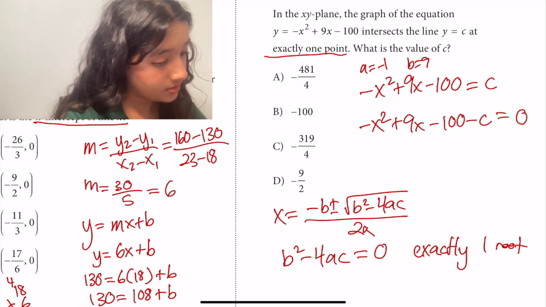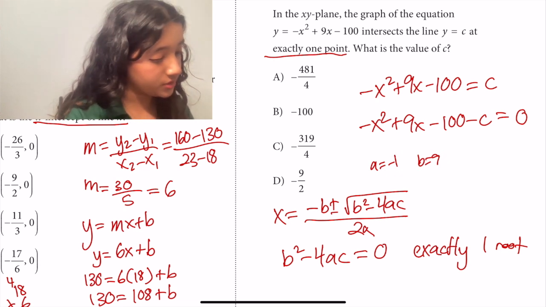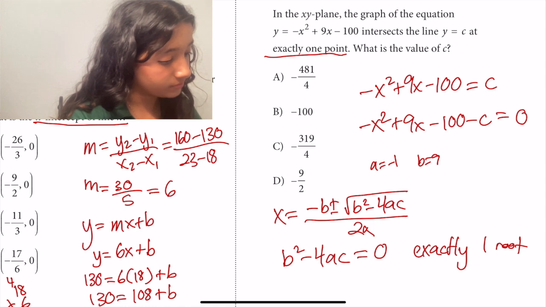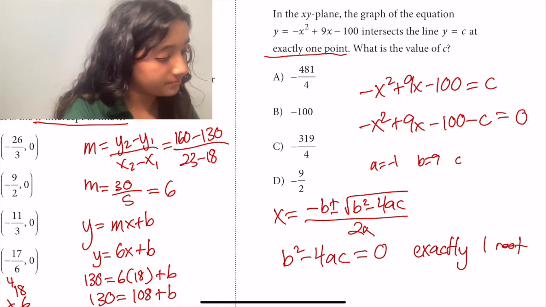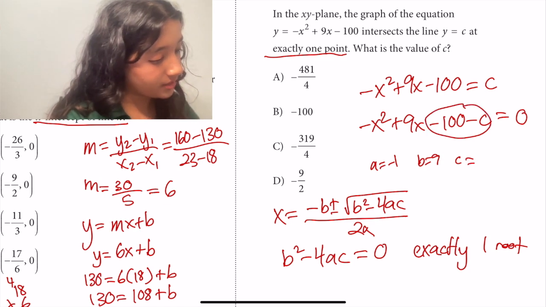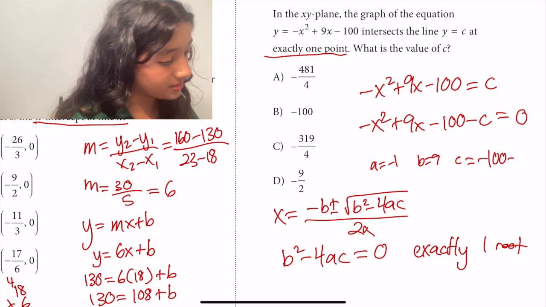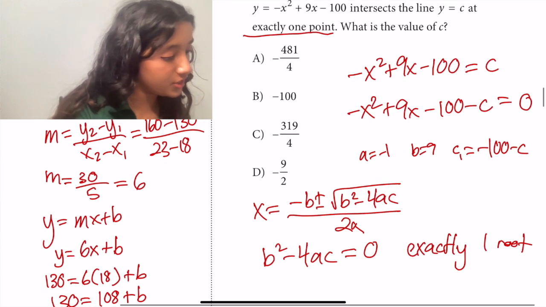And make sure that we're looking at our new equation. A is equal to -1, B is equal to +9, and C, in this case, it's a different C, but you understand that it's whatever the constant is. So in that case, that's -100 minus C. We'll just call this C1, I guess, to avoid any complications.